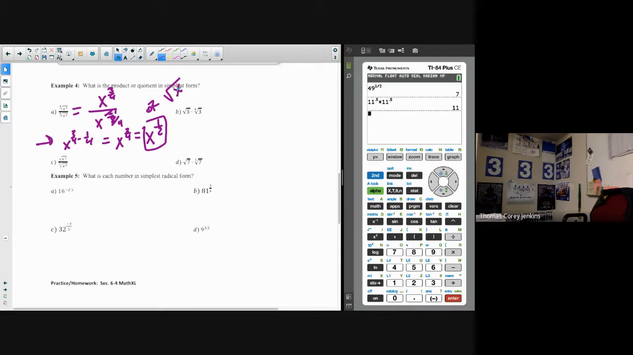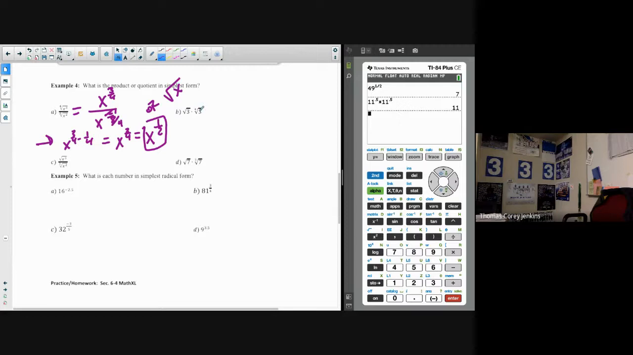Now, we could tackle that one that way, or we could have reduced from the get-go. I didn't tell you that. But if we reduce this down to the 4th root of x cubed over the 4th root of x, that would give us, when we divide, the 4th root of x squared, which is the square root of x, okay, because that reduces.